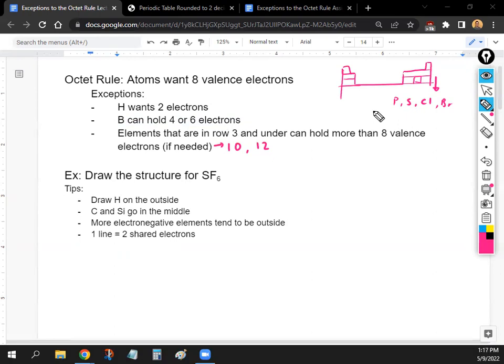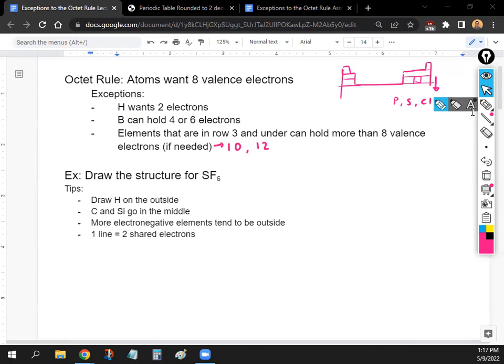All right, so that's all the new info. We're just going to do 3 practice problems just to make sure that you guys got it, and it'll be helpful for your assignment today. So I'll leave this up here so you guys can keep copying it down. But let's get started with our first practice problem, and that's going to be drawing SF6.